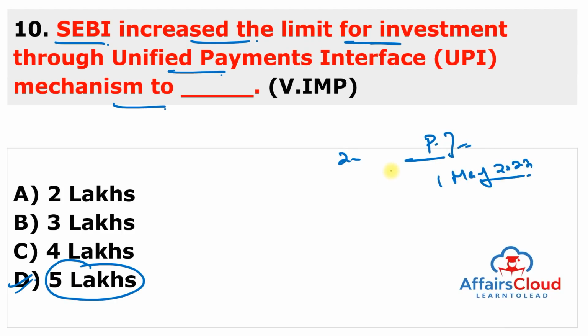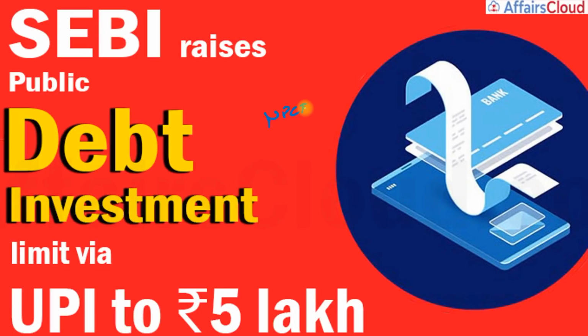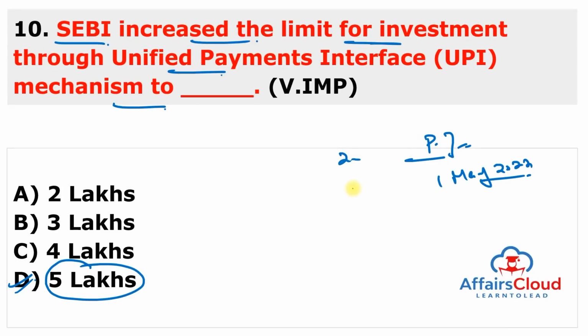The move comes following National Payment Corporation of India's decision in December 2021 to enhance the per transaction limit of the UPI from 2 lakh to 5 lakh for UPI based applications supported by blocked account or initial public offer. So you have to just remember the question as same as in the slide, that SEBI increased the limit for the investment through UPI, it is 5 lakh.